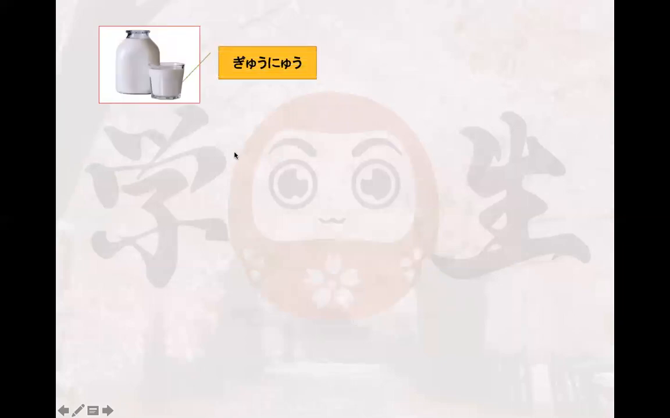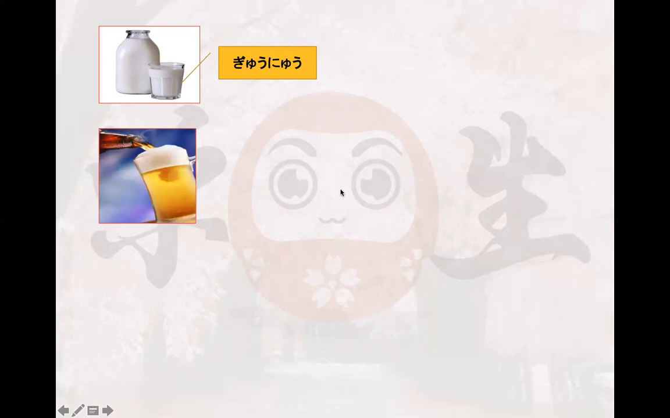Okay, in lesson 6, we will be using milk, and this is gyunyu. Beer in Japanese is biru. So we have a hyphenated sound here, meaning to say it's a long vowel, biru. So it's different from biru, which is building. When you say building, it doesn't have a hyphen. So in the case of beer, as in something you drink, this is biru.